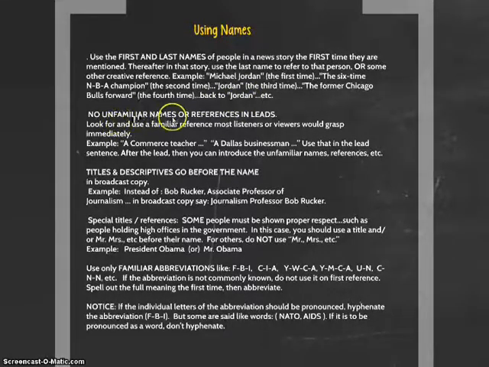That just changes it up a little bit. You should never use unfamiliar names or references in the lead of a story. That means right there at the beginning when no one knows what you're talking about yet. Instead, you need to tell who they are. For example, a commerce teacher did something, or a Dallas businessman did something. And then later on, you can introduce them by their name. If you are going to give someone a title or describe them, you should put that in front of their name. For example, instead of Bob Rucker, Associate Professor of Journalism, in broadcast you should say Journalism Professor Bob Rucker.